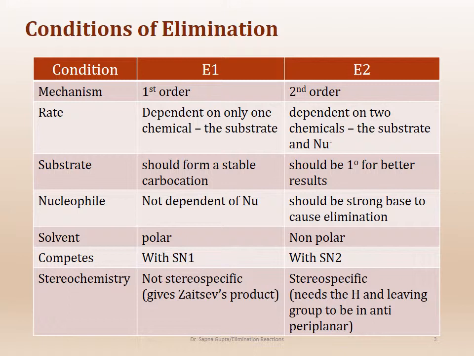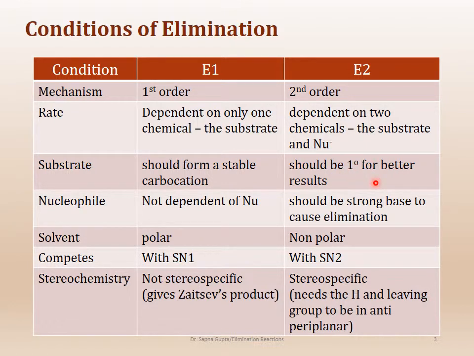Just an overview: since you know about first order and second order reactions, this chart will be easier to follow now. So here we have E1 and E2 reactions. The mechanism for E1 is first order, and the mechanism for E2 is second order. The rate of reaction for E1 is dependent only on the substrate, as it is in substitution reactions also. In the case of E2, it is dependent on the substrate as well as the nucleophile, just like SN2, okay? What are the conditions that you need for the substrate? For E1, you need to have, again, the carbocation that will give you a stable substrate. And for E2, you should have a primary substrate, okay?